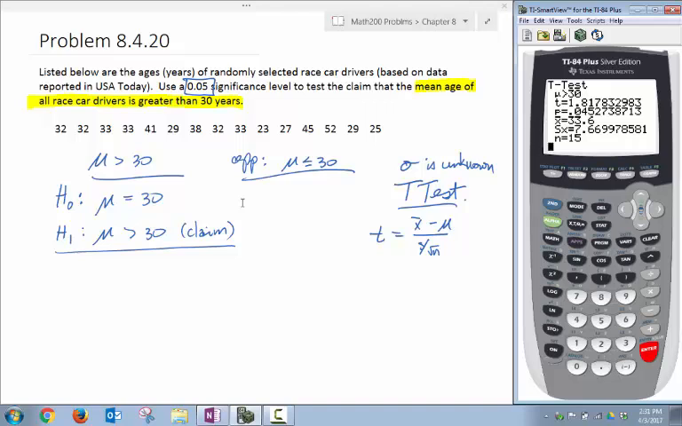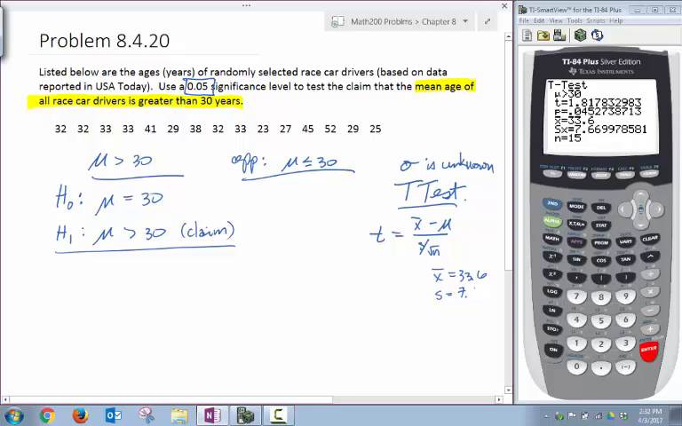It gives us a bunch of things. Let's take a look at the last 3 values here. First of all, x bar is equal to 33.6. The sample standard deviation is 7.6699, so let's call that 7.7, and our n is equal to 15. Okay, so that's obtained from the t-test.